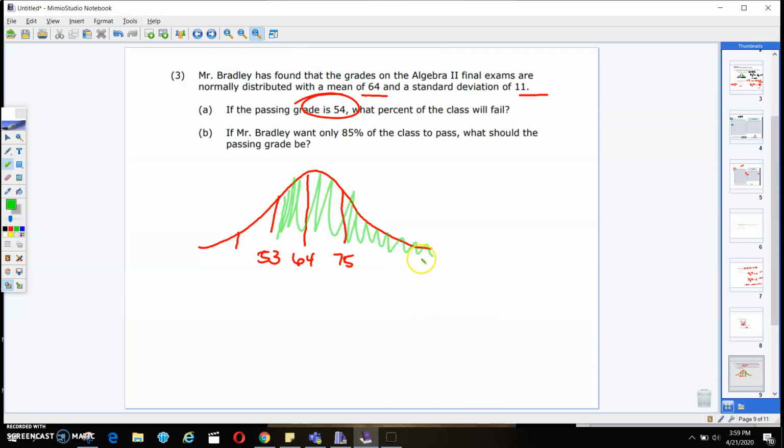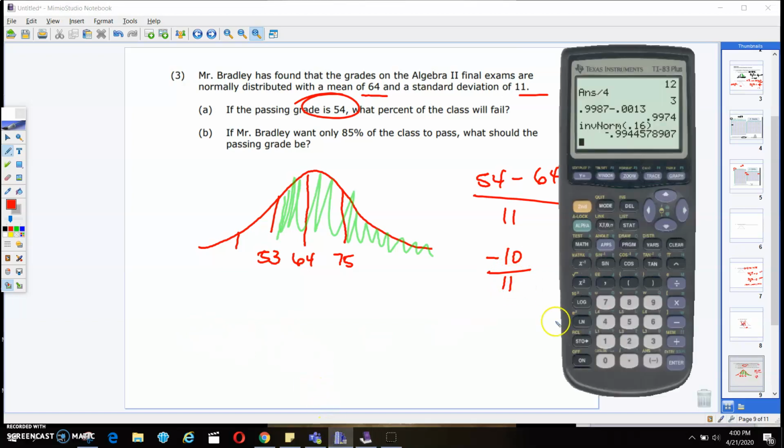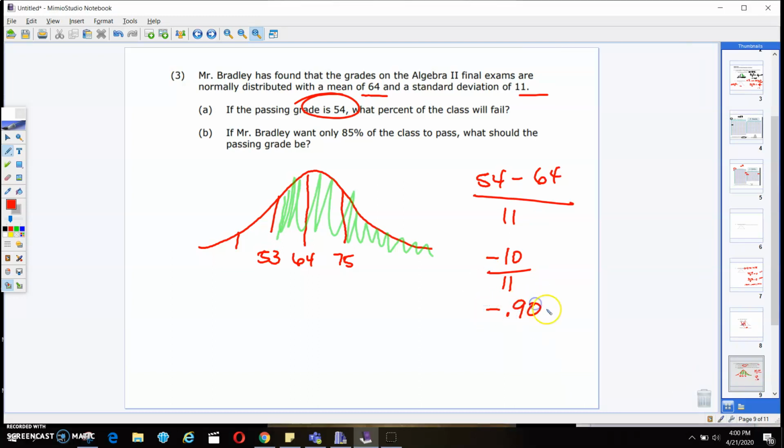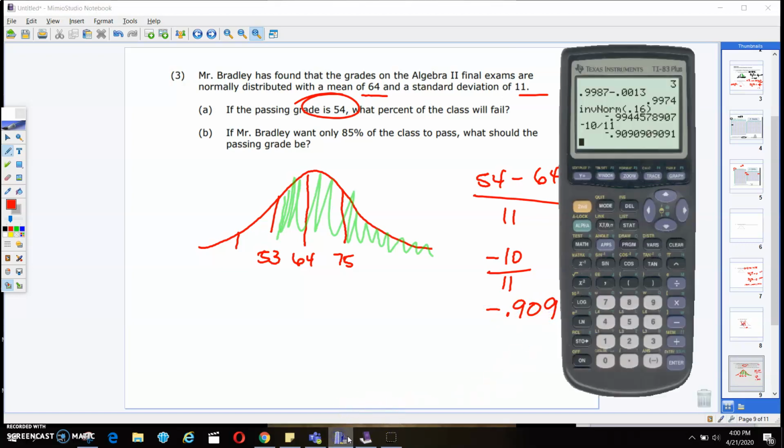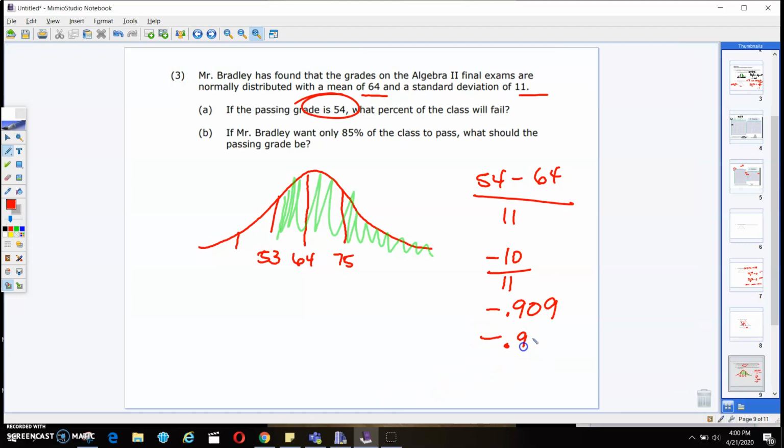So these are the kids who passed the final exam, right? Okay, so what we're going to do is take 54 and subtract the mean, which is 64. Then we divide by the standard deviation, which is 11. So 54 minus 64 is negative 10, and then we divide by 11. When we go into our calculator, negative 10 divided by 11 gives us negative 0.909, so this will be negative 0.91 roughly. We're just going to round that to make it easier on ourselves.